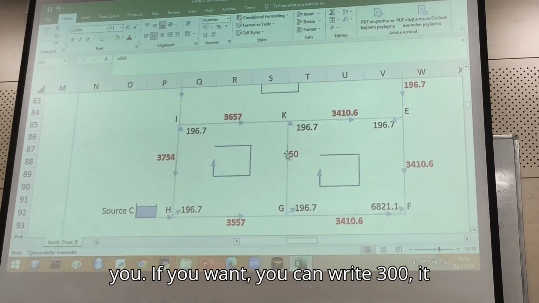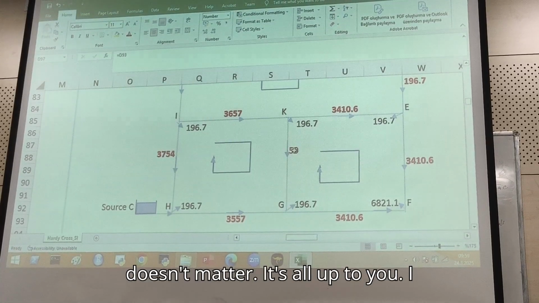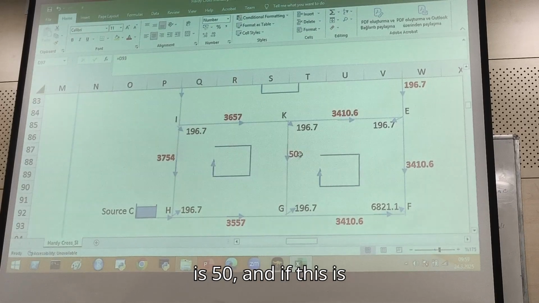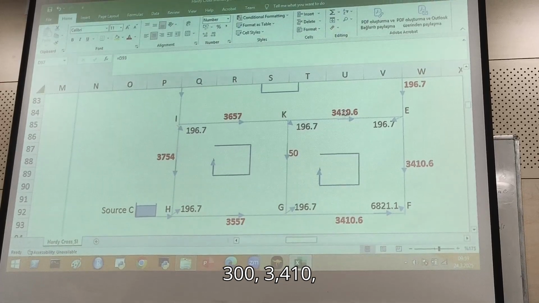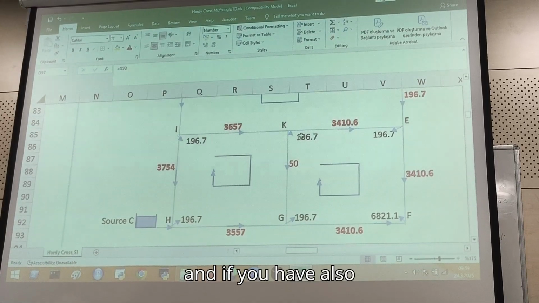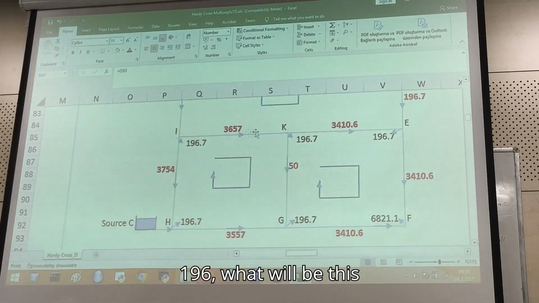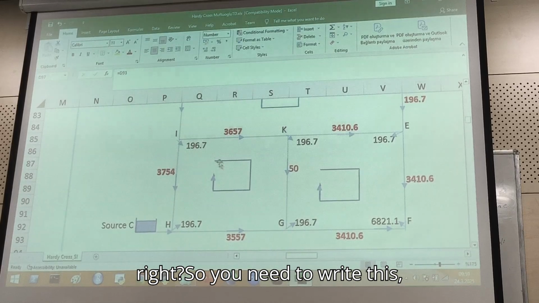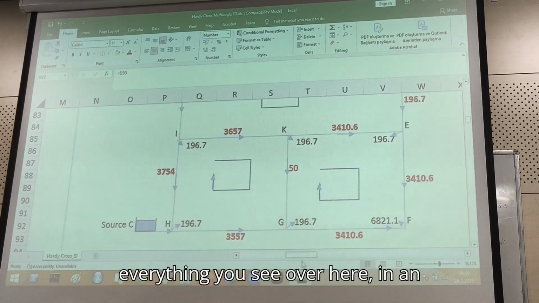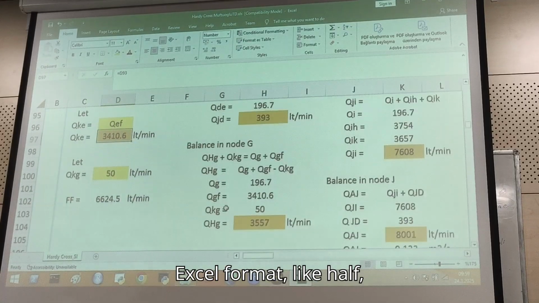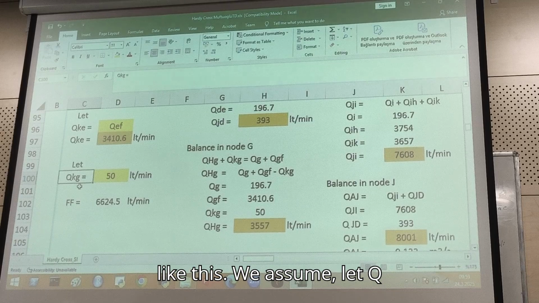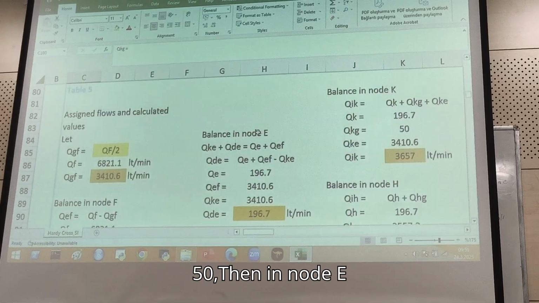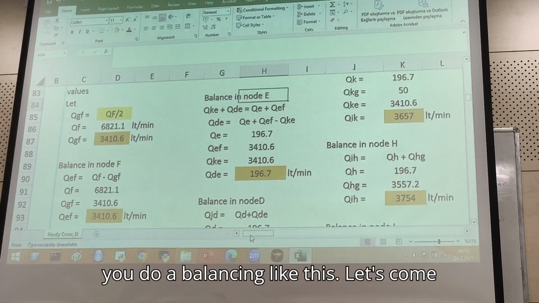If you want, you can write here 100. It doesn't matter. It's all up to you. I personally prefer 50. And if it is 50, and if this is 300, 3,410, and if you have also 196, what will be this pipe? This plus this plus this and this, right? So you need to write this, everything we see over here, in an Excel format. Like how? Like this. We assume let QKE be 50. If QKE is 50, then in node E, you do a balancing like this.